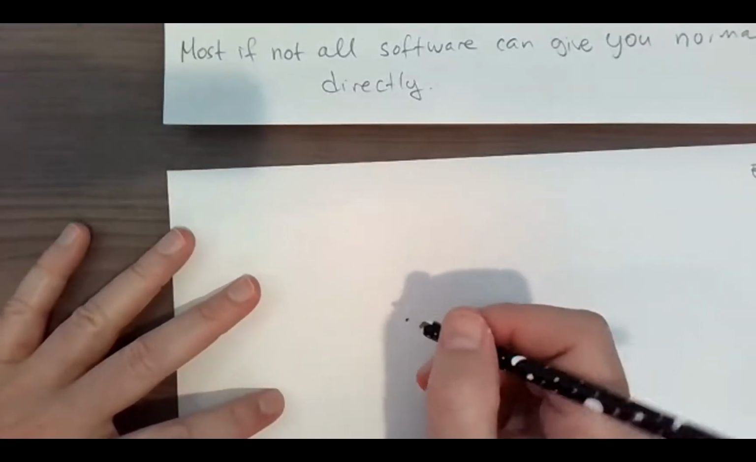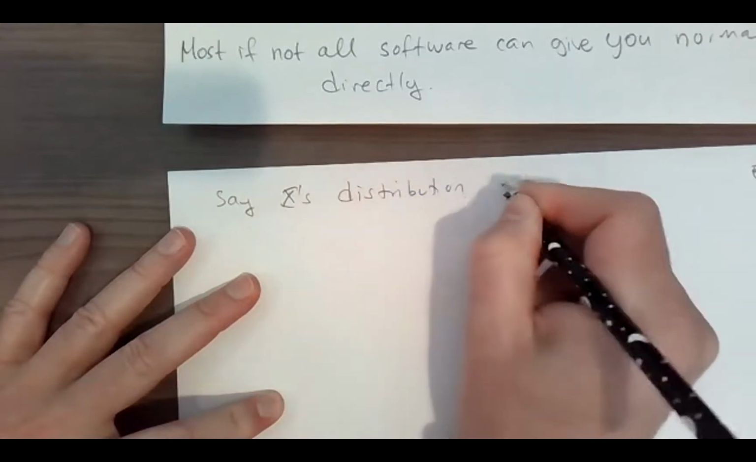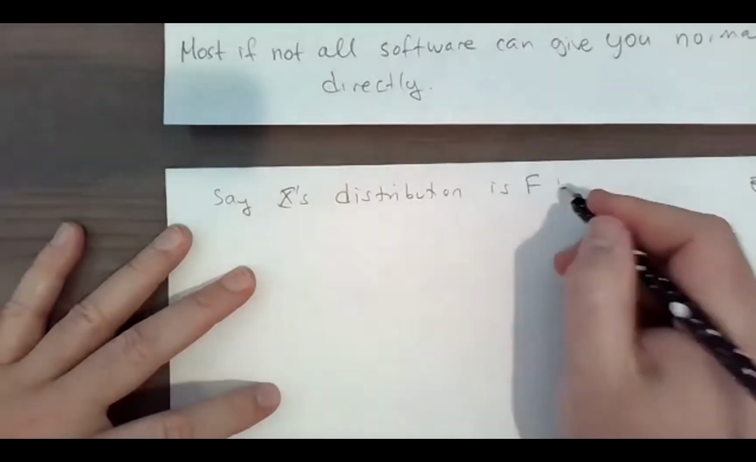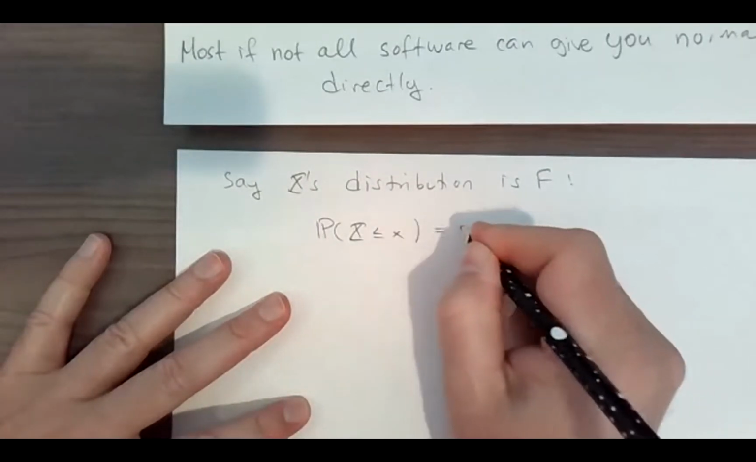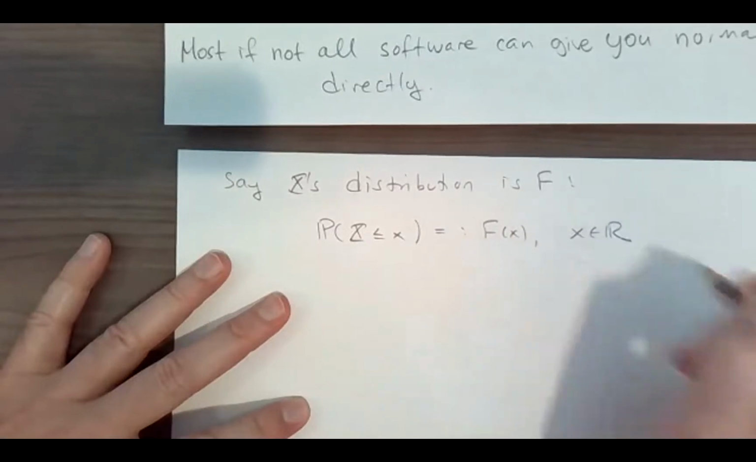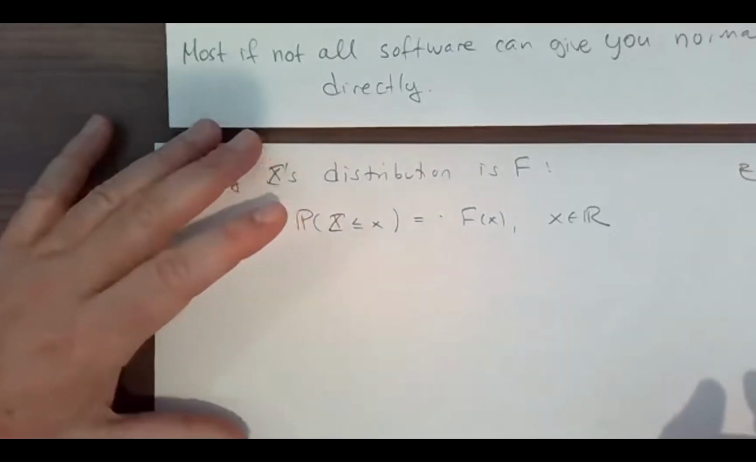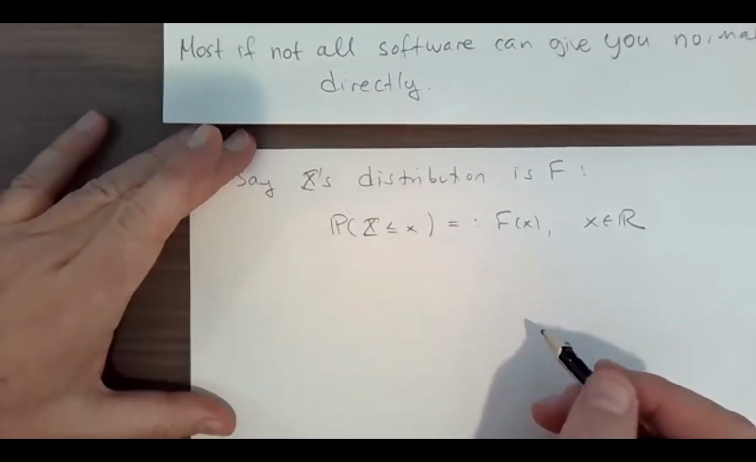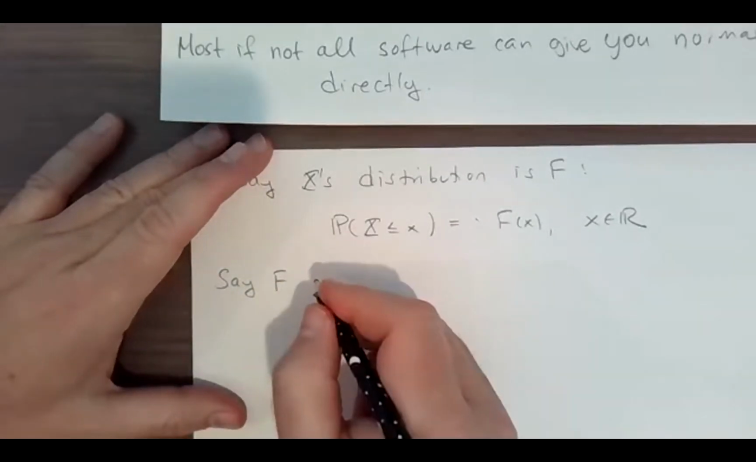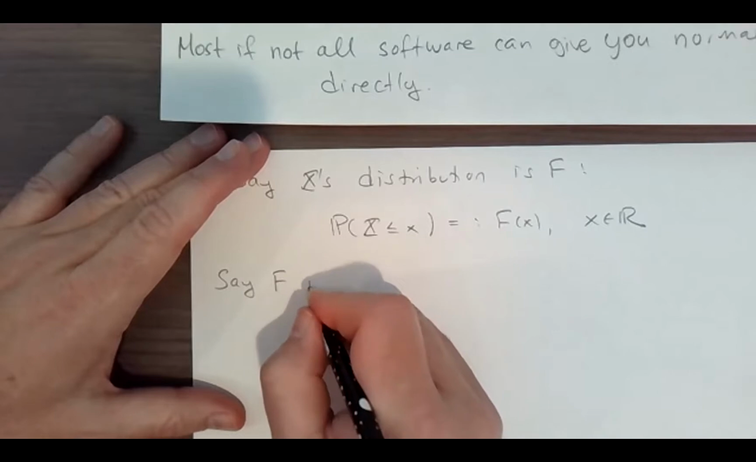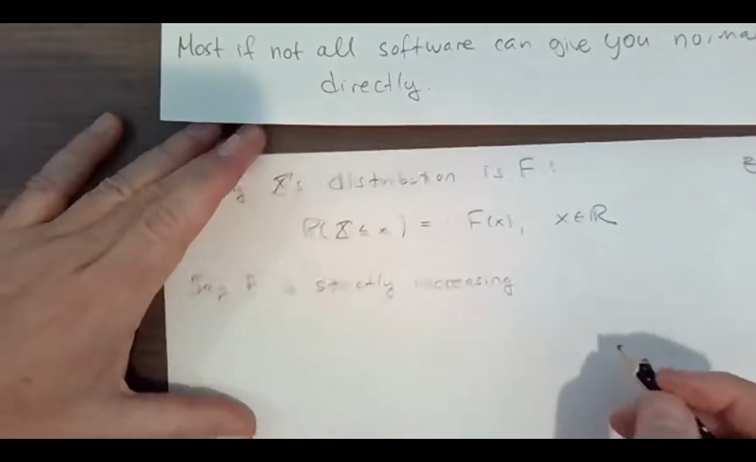there is this trick. Say X's distribution is F. What that means is that I look at the probability that the random variable is less than some value x, and this is my F of x, with x in R. That's my distribution function. So let's start by saying that F is strictly increasing, so there are no flat spots.